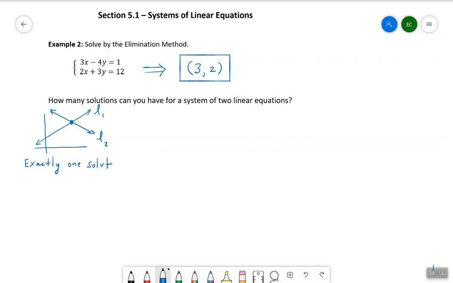And this was the case in example 2 and also in the first example that we saw in the previous video. When there's exactly one solution, we say that the system is consistent. And we say that the equations are independent.